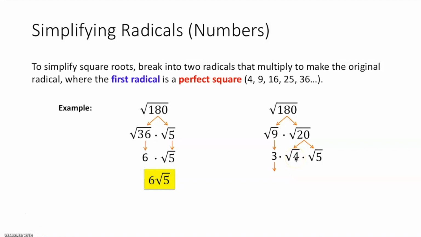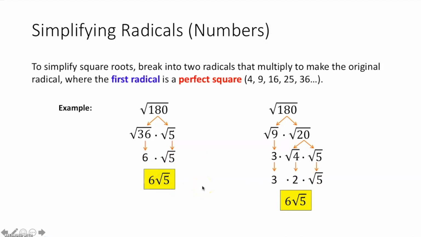Now, the 3 stays out front. The square root of 4, we now turn that into a 2. And then the square root of 5, you can't break that down any further, and you can't take the square root of 5, so it just stays rad 5. So your final answer should be 3 times 2 times rad 5, which is 6 rad 5, which is the exact same thing we got over here.